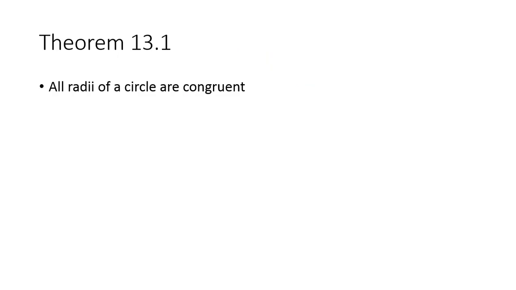Now, the first theorem that we have is that all radii in a given circle are congruent. So if one radius is 10, all of them are 10. If one is 6, they're all 6. If one is 1/2, they're all 1/2. So the radius cannot change once you know what it is.